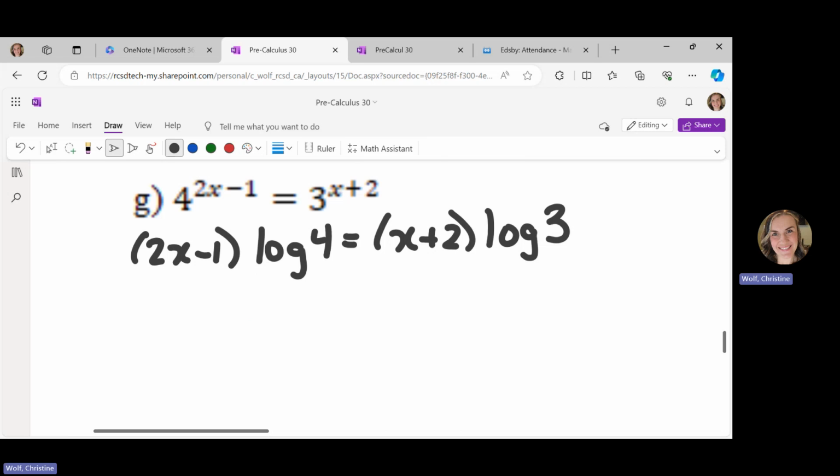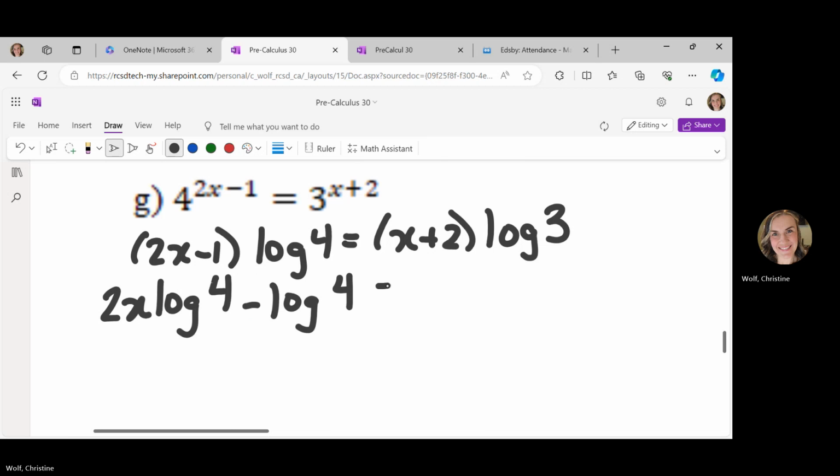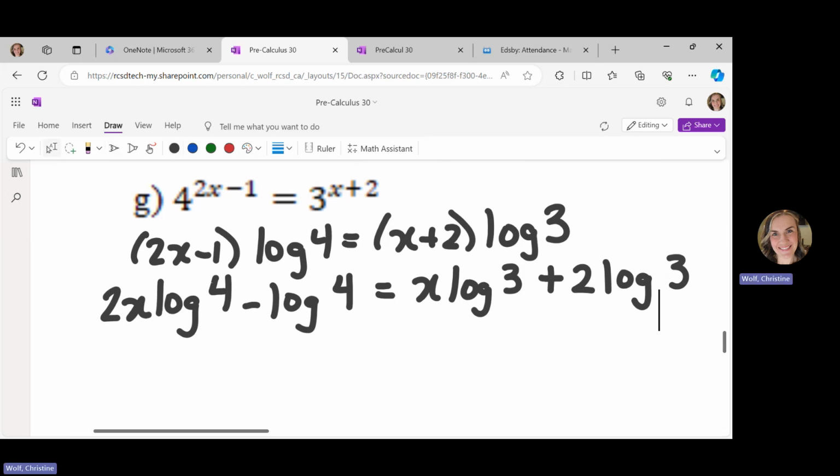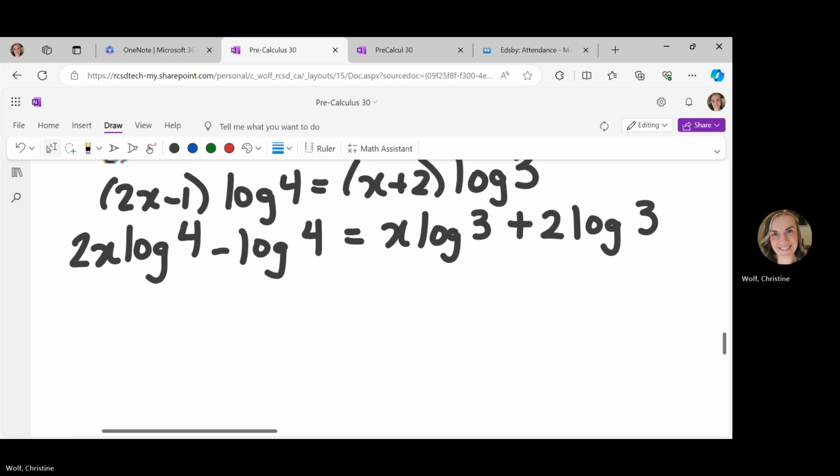So in this scenario, I am going to distribute, and I'll show you what happens. When I distribute, I get 2x times the log of 4, and then I just have negative log 4. And then I have x times the log of 3, and then that's added to 2 times the log of 3. All right, so I've distributed. I have no more brackets.